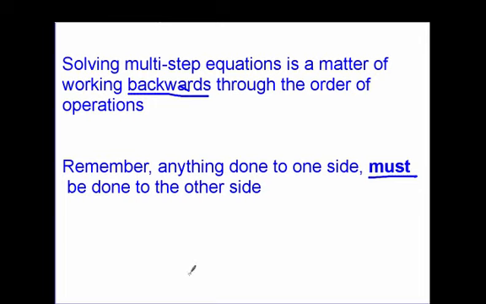For example, if I've got an equation that looks like x plus 5 equals 7, and I subtract 5 on the left-hand side, I have to subtract 5 on the right-hand side to get x equals 2. Anything we do on one side, we also have to do on the other side. So let's look at our procedure for solving a multi-step equation.